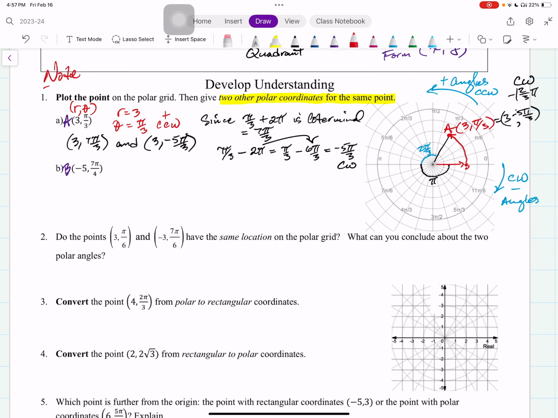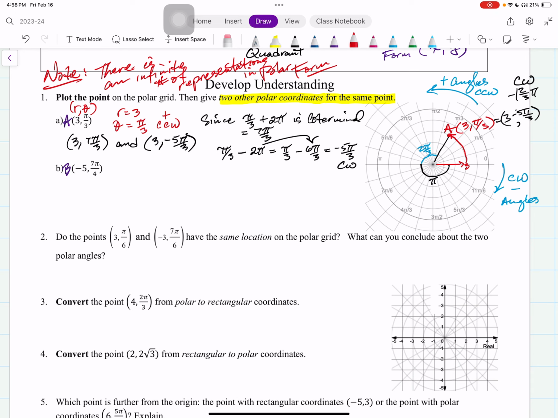Okay, so there's a little note. Let's make a little note here. There is an infinite number of representations for every point in polar form. In polar form, not rectangular form. There's only one way to represent that. But in polar form, because angles can be coterminal, meaning they terminate or end in the same place or position, every point in polar form has an infinite ways to write it.